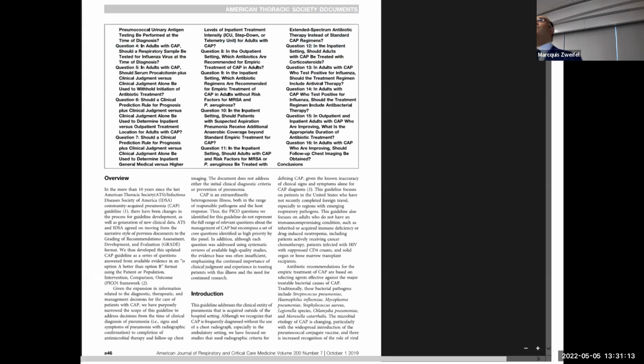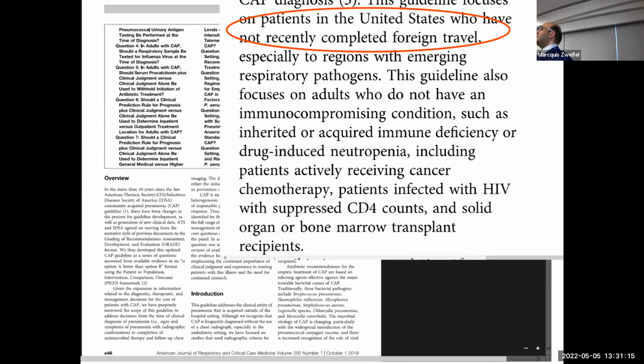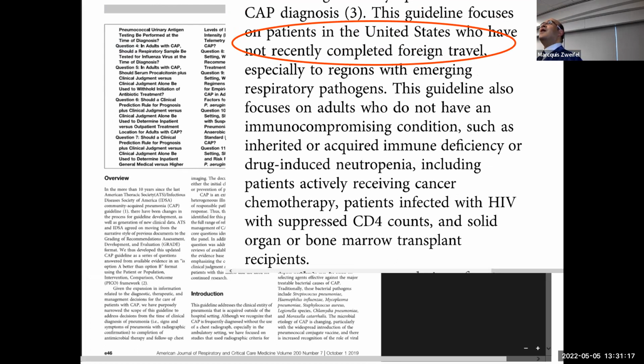So they have these 16 questions, but remember, these guidelines are for people who are not coming from any other country or living in another country. This is for community-acquired pneumonia for people in the US who did not recently travel. This is not a guideline for patients who are immunocompromised, okay? And they mentioned that. So if an immunocompromised person comes with community-acquired pneumonia, the antibiotic may differ, okay?